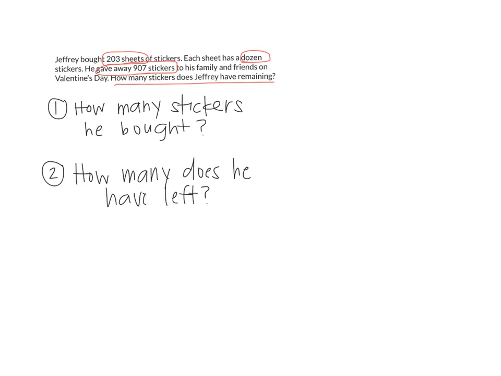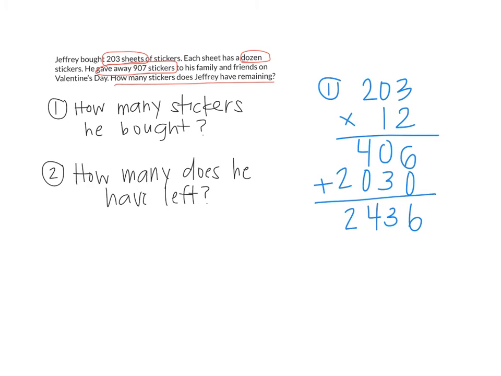What math equation are we going to use to figure out how many stickers he bought for step 1? How can we figure out how many stickers he bought? Tarun? You can do 203 times 12. We know he bought 203 sheets, and each sheet has a dozen. For those of you who are new to English, I want you to write down that a dozen is equal to 12, because that's a word that you will see lots of times. By doing the multiplication for step 1, you can see that Jeffrey started with 2,436 stickers.